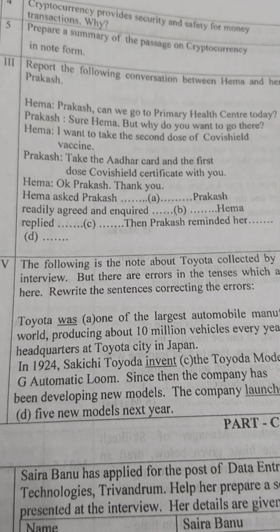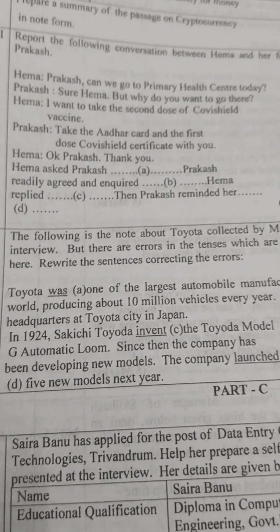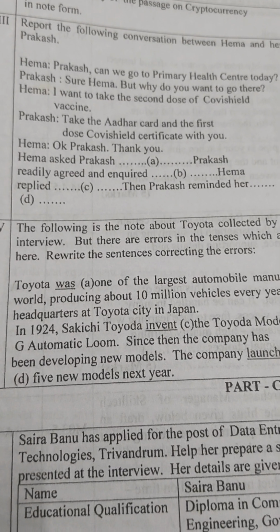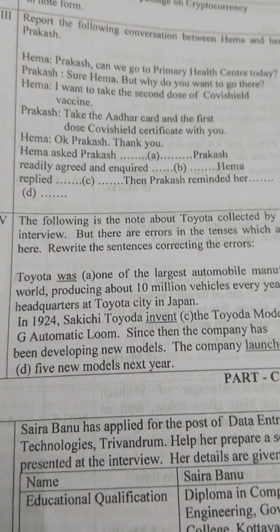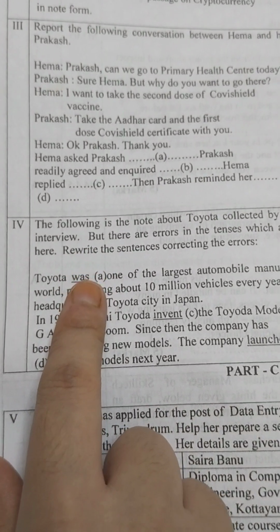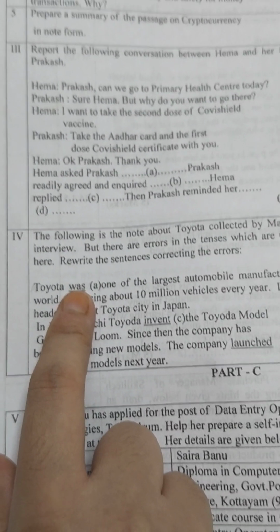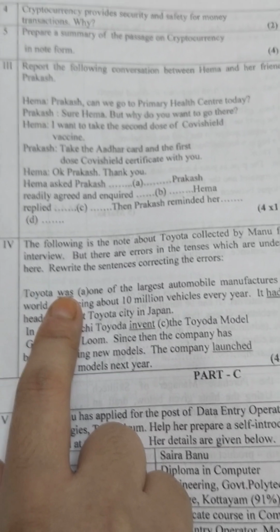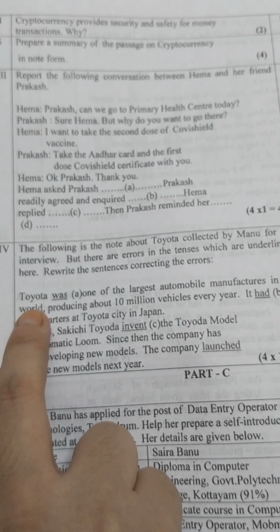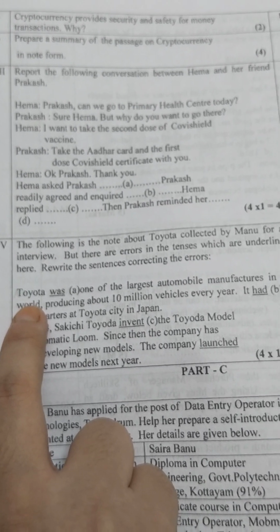Now let's move on to the last part of part B, that is your tenses. Now we want to put the correct form of tense. Now, "Toyota was." Toyota is still existing, so this is wrong. The answer will be "is" here. Toyota is one of the largest automobile manufacturers in the world, producing about 10 million vehicles every year.